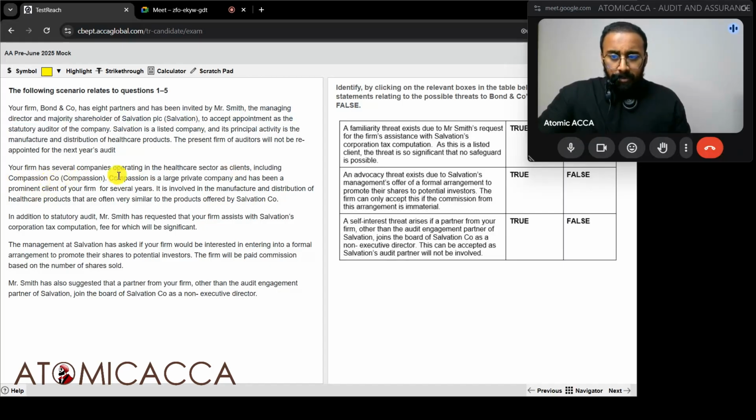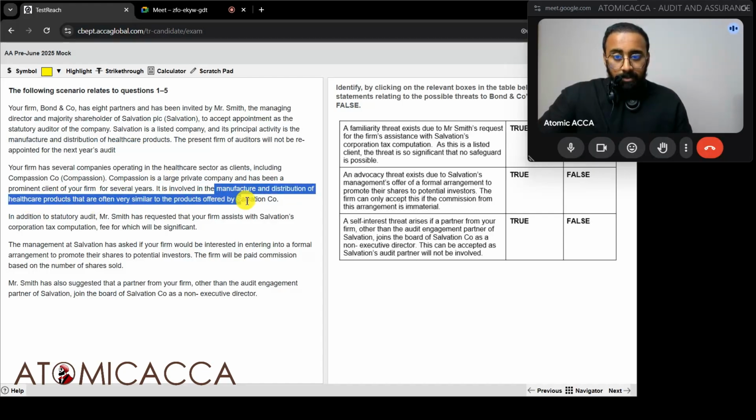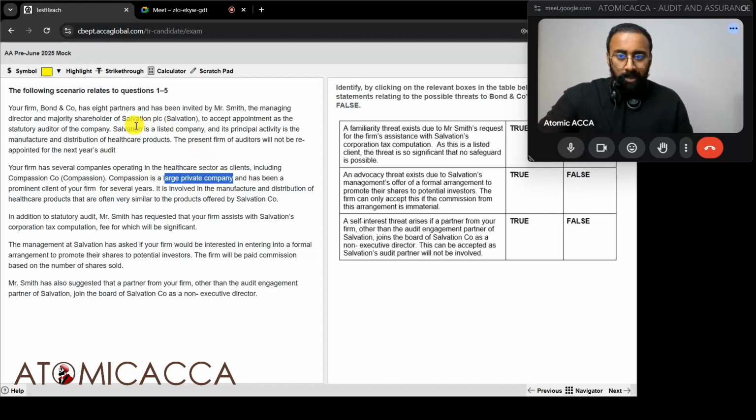Then your firm has several companies operating in the healthcare sector as clients, including Compassion. So you have other clients in the healthcare sector, in the manufacture and distribution of healthcare products. So it's a similar client. It's a new client for you, but you have operated in a similar industry with other clients. Compassion is a large private company and has been a prominent client of your firm for several years, in the same industry. It is involved in the manufacture and distribution of healthcare products that are often very similar to the products offered by Salvation. So you have a very similar client that has been there for many years. The only difference is they are a large private company and this one is a listed company.